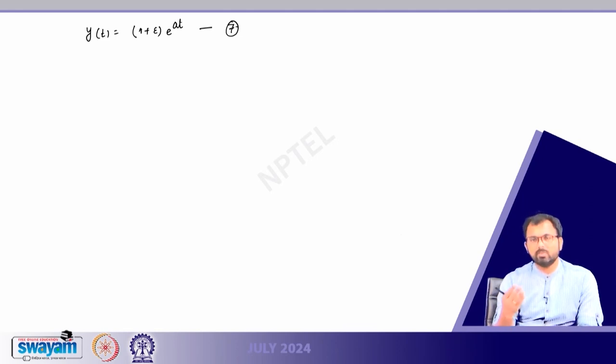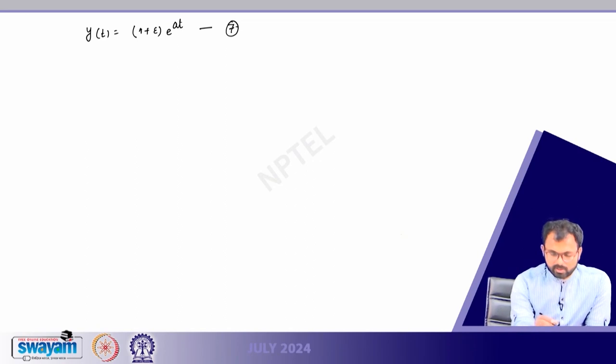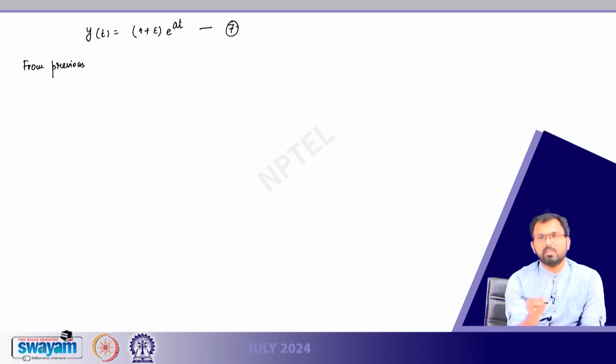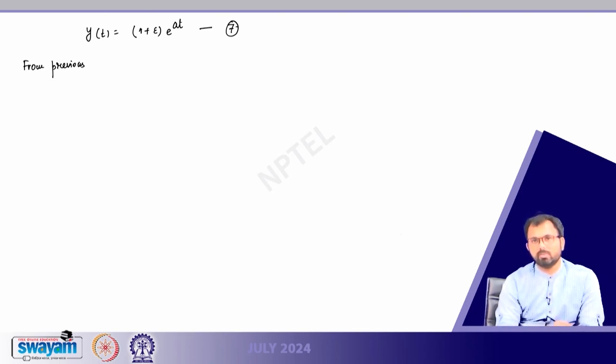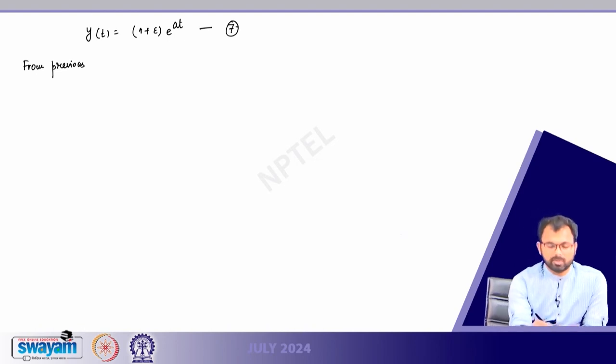That means xt, how much it differs from yt, we can find out by taking the mod of xt minus yt. So, we will do the same thing here. From the previous theorem, I'm just calling it the previous theorem, but you can look into the previous lecture and mention that theorem here.